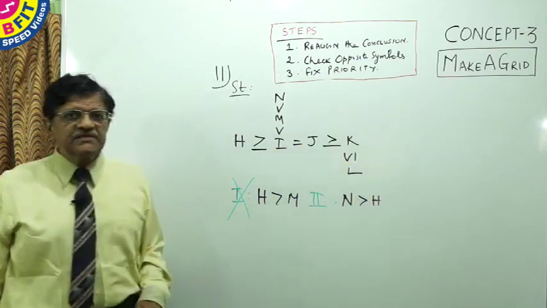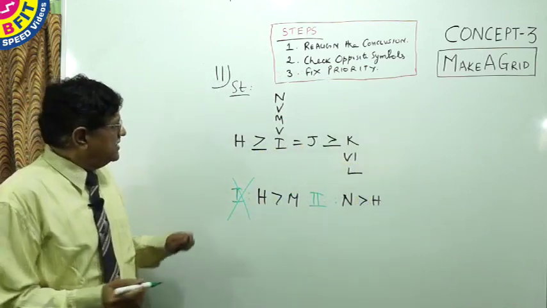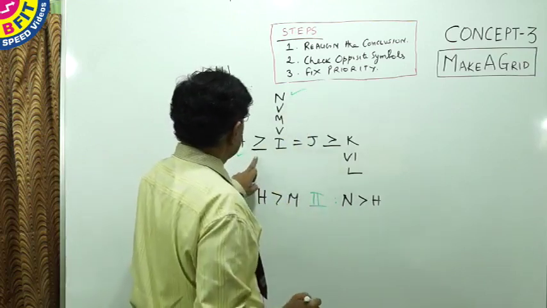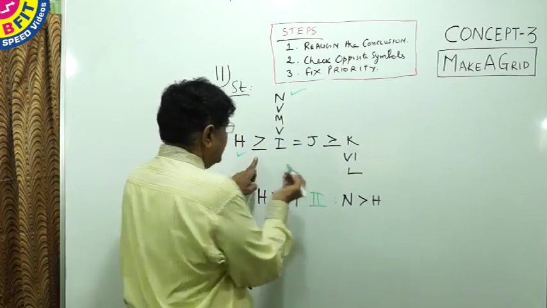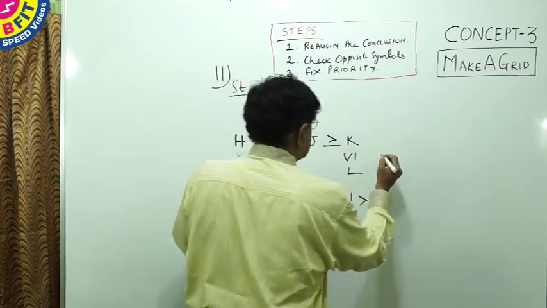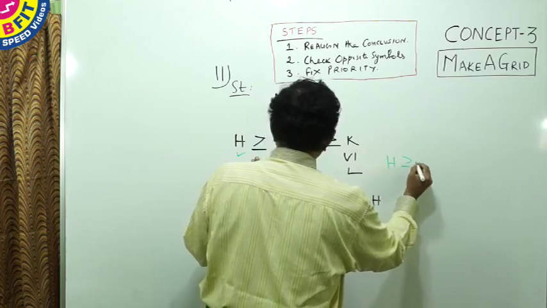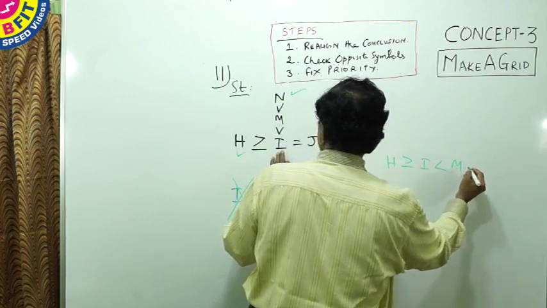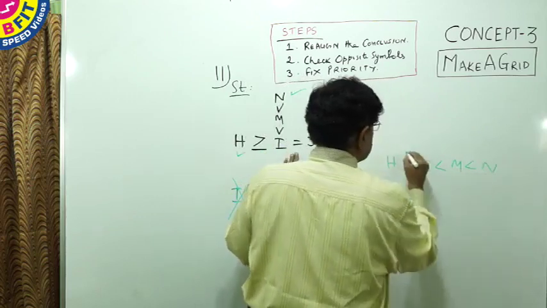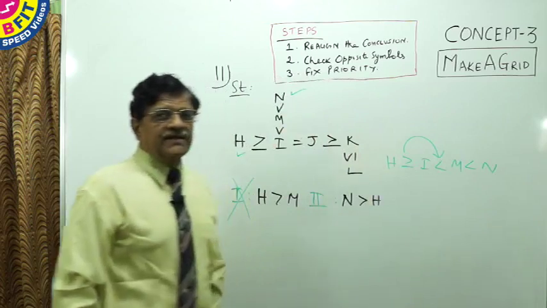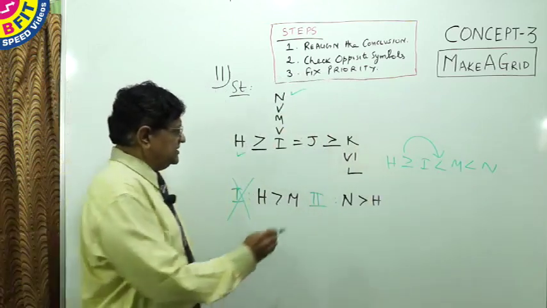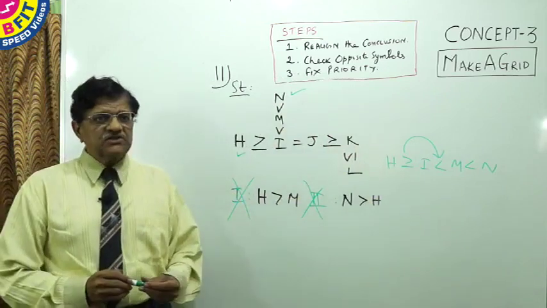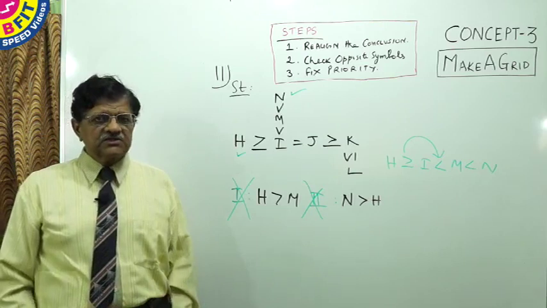The second conclusion is between N and H. Where is N? N is here, H is here. Again here also there is a conflict. Anyhow, we will make a single statement. H is greater than or equal to I is less than M is less than N. So there is a conflicting statement here also and therefore no conclusion is possible. Therefore, conclusion 2 also is wrong. So, for this given question, both the conclusions are false.